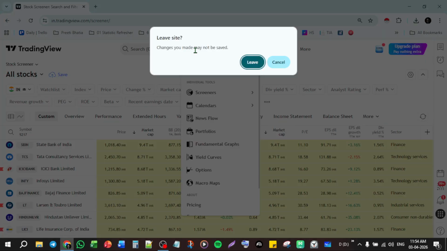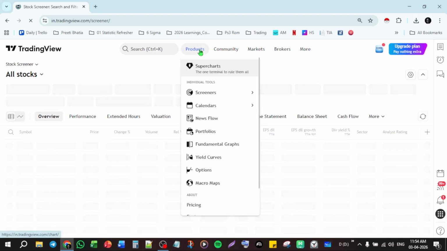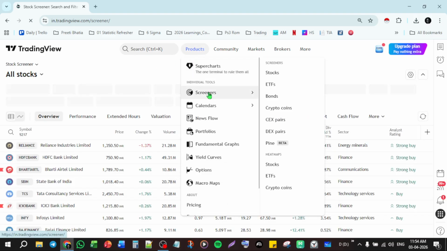I'm going to show you the second way now. Go to screeners, go to product, go to screener. This time we'll not go to stocks, we'll go to heat maps. Over here, heat map is a button. So you click on the stock.